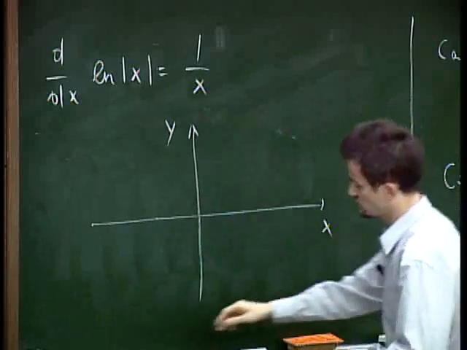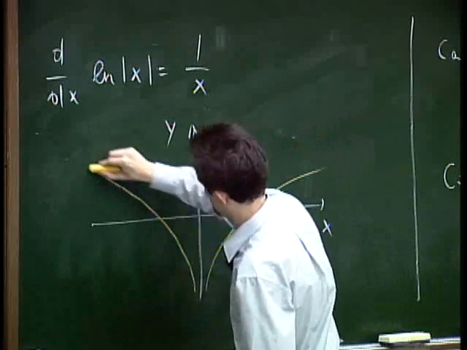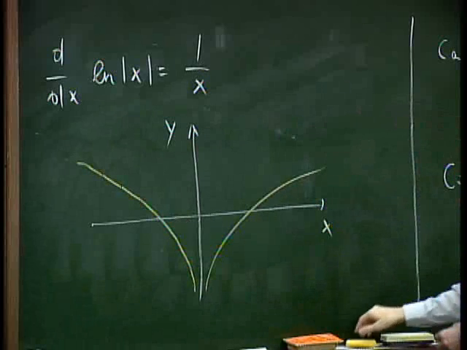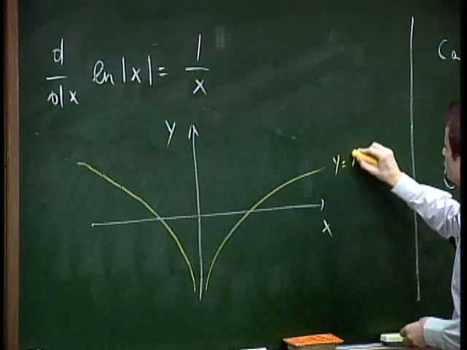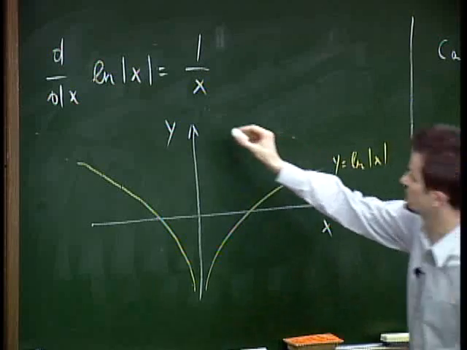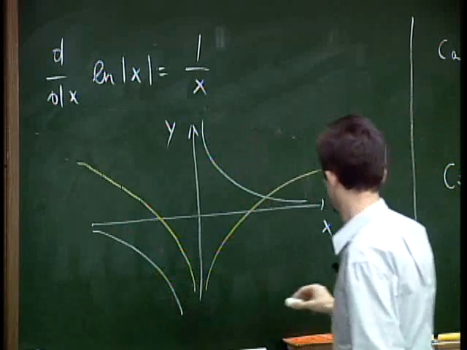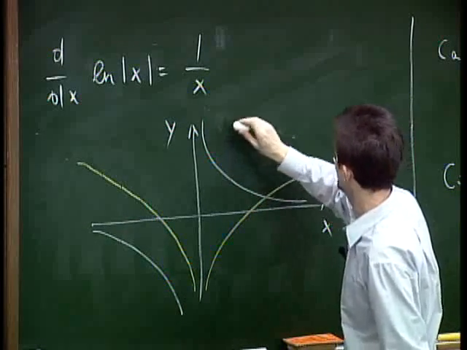So how does the function look? Our original function is this one, the function y is equal to ln absolute value of x. And the answer we are getting for the derivative is this here. So this is the derivative.